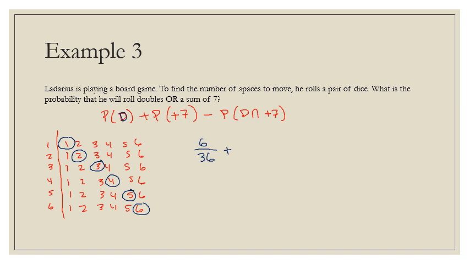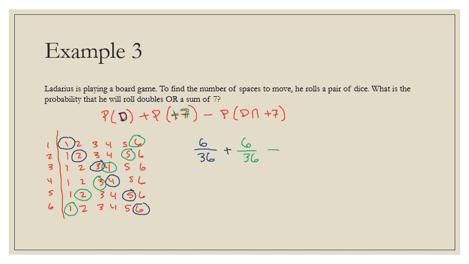All right, what about a probability of a sum of 7? Let's do this in green. So what would add to 7? 1 and 6, 2 and 5, 3 and 4, 4 and 3, 5 and 2, 6 and 1. So there's also 6 of those.